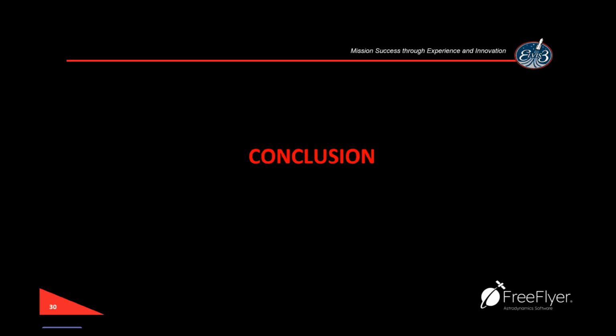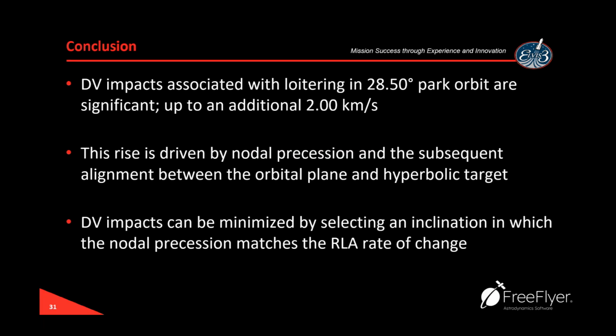All right, to wrap all of this up, after that first investigation, we discovered that the maximum delta V impact for loitering in that 28.5-degree park orbit is going to be around 2 kilometers per second. And that's driven by nodal precession and this misalignment between the orbital plane and the targets. But then we realized, if we can control that nodal precession rate and maintain alignment as long as we can, and we can do that by changing the inclination, then we can minimize our delta V.